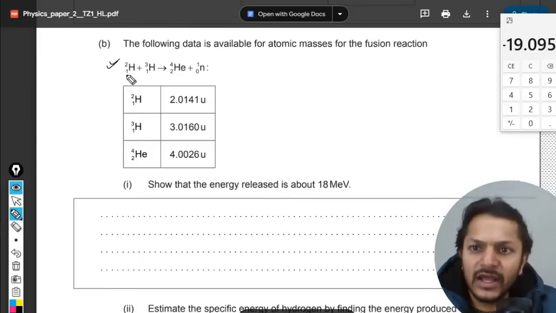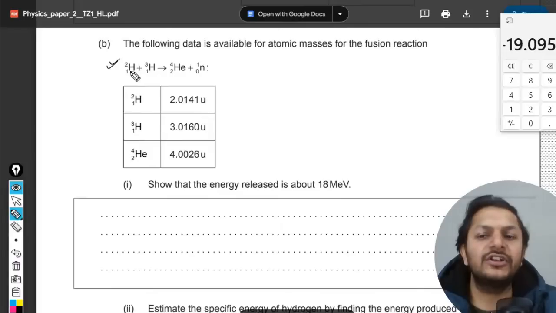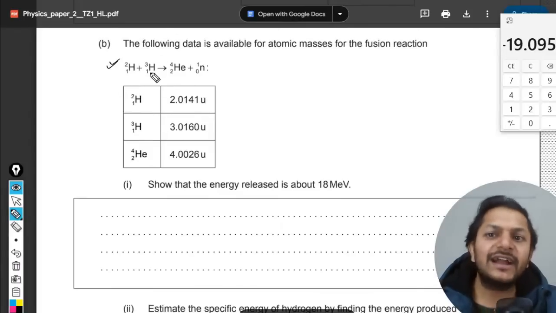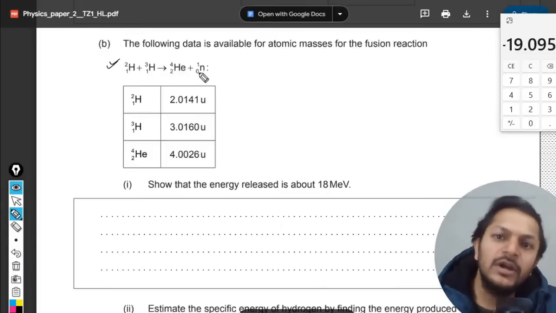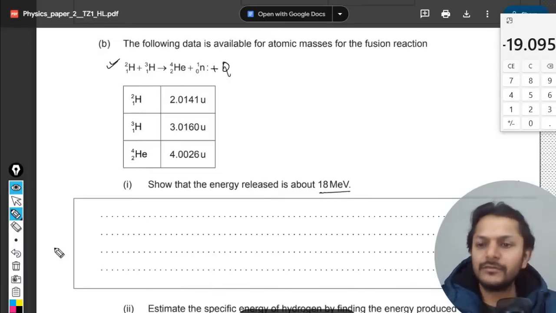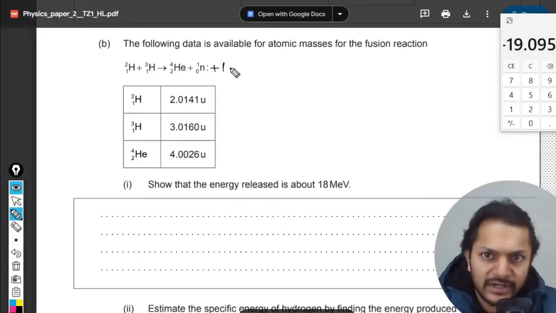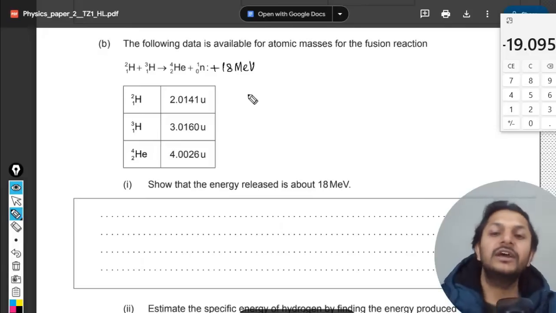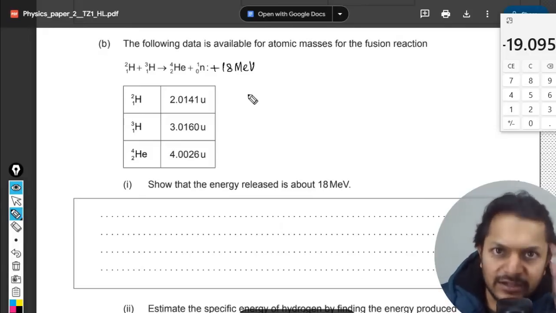Number one, one atom of deuterium is reacting with one atom of tritium and it is producing one atom of helium, one neutron, and some energy is produced, which is given by 18 mega electron volt. So this can be taken as 18 mega electron volt. And this can be taken as a one atom reaction.